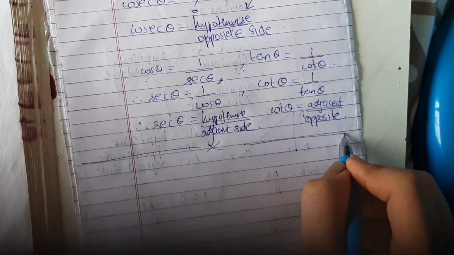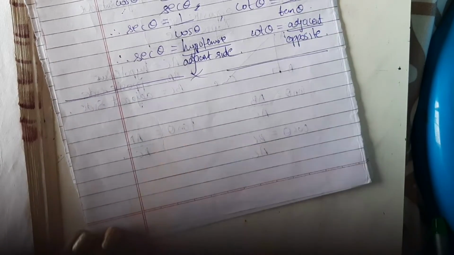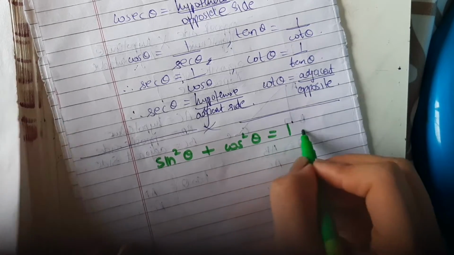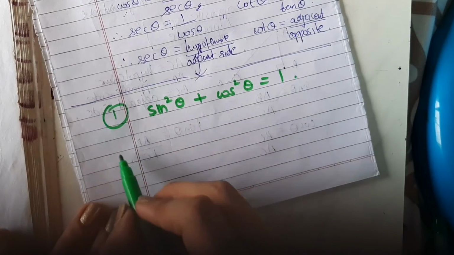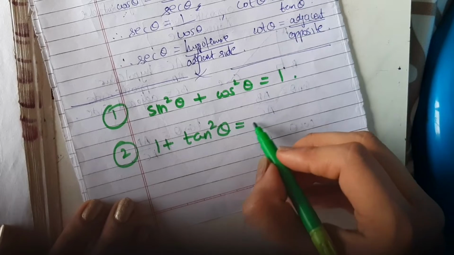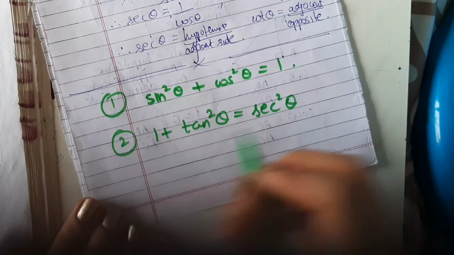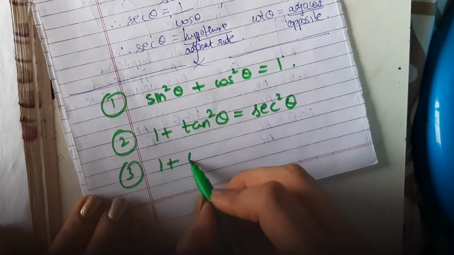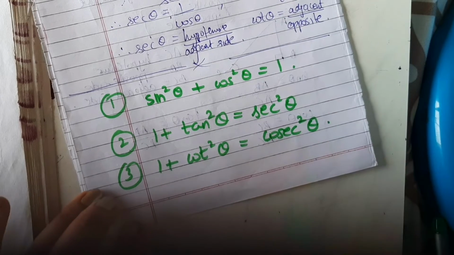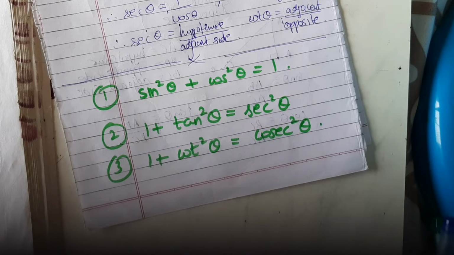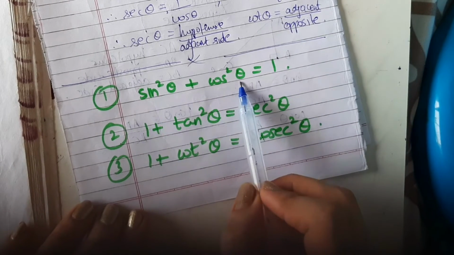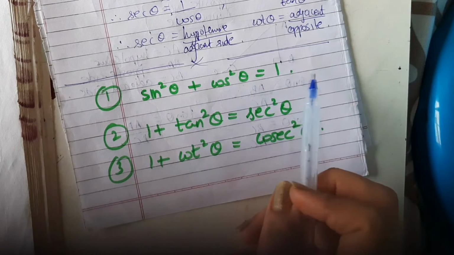Now we will come to the trigonometric identities. So sin square theta plus cos square theta is equal to 1. This is the first identity. Second identity is 1 plus tan square theta is equal to sec square theta. Third one is 1 plus cot square theta is equal to cosec square theta. These are the three basic identities. Now this is very easy to remember. Sin and cos are basic, so they both are combined in one identity, like sin square theta plus cos square theta is 1. This is very easy.